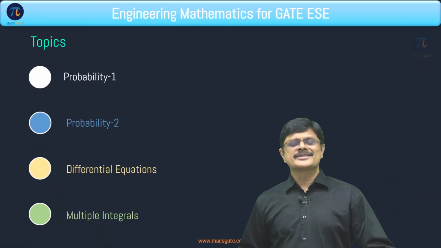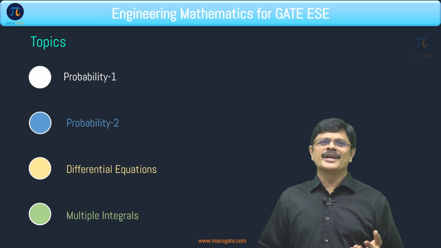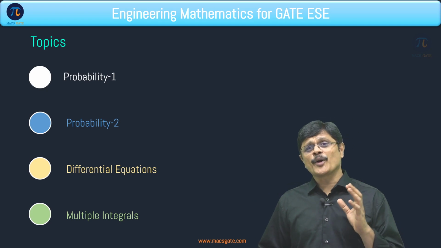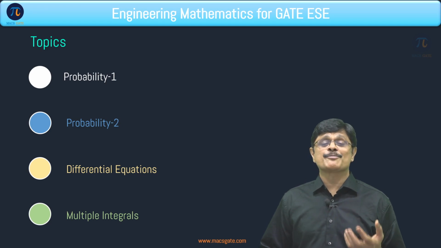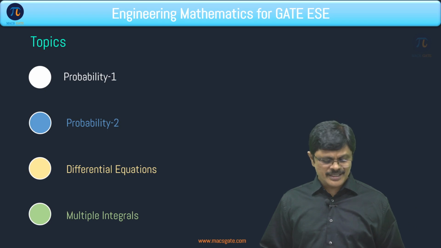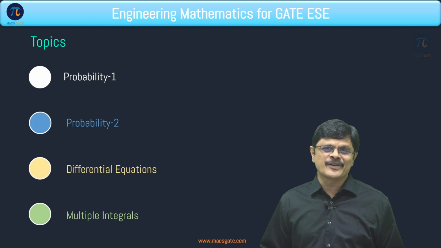Probability also can be discussed in two parts. Under probability 1, we talk about basic probability, addition theorem, conditional probability, Bayes theorem, etc. Whereas under probability 2, we talk about random variables, probability distributions, both discrete as well as continuous probability distributions. Under differential equation, we talk about first order and higher order differential equations.